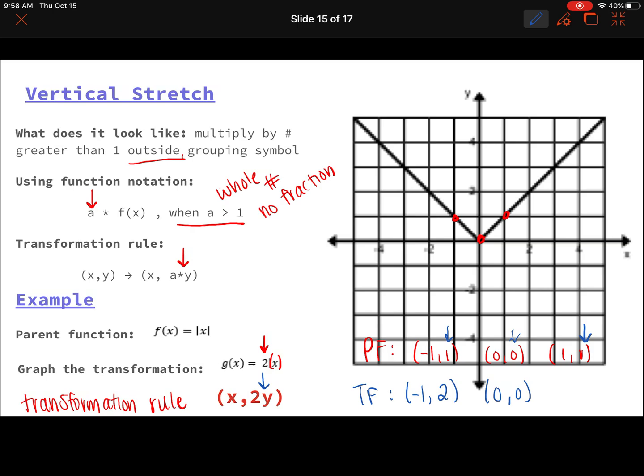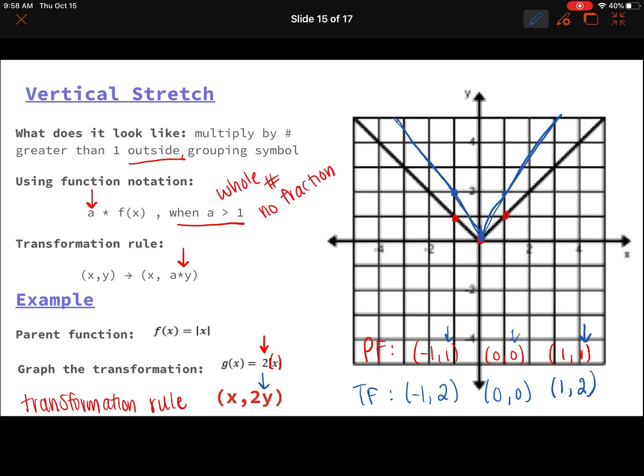And then I'm going to multiply my y here. My x stays the same, and 1 times 2 is 2. So now I'm going to go ahead and graph. So I have -1, 2, 0, 0, and then 1, 2. What this does is it stretches it out and makes it skinnier, okay? So you could just say skinnier and taller.